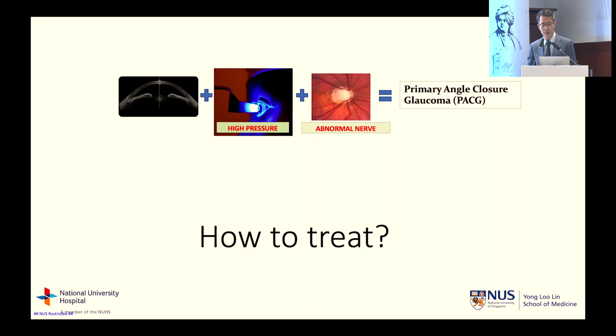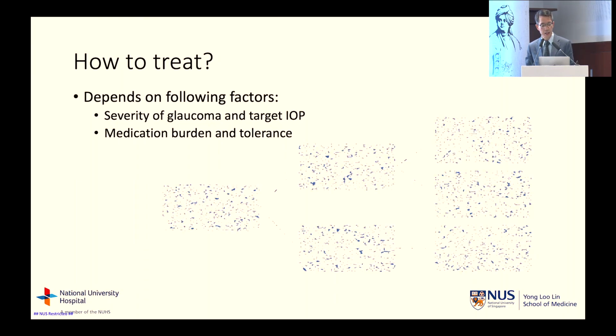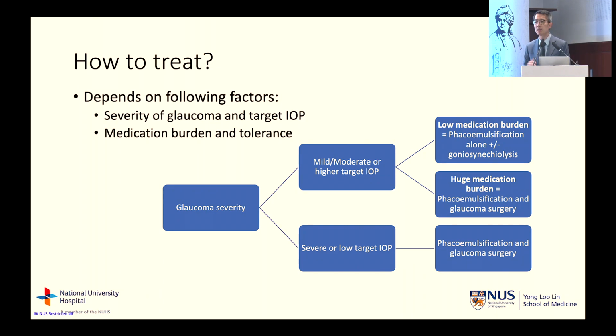And lastly, if a patient has established primary angle closure glaucoma, what do we do then? I look at two big factors. One is the severity of the glaucoma and the target pressure, as well as the medication burden and the tolerance to pressure. So looking at severity, if this patient presents with mild or moderate glaucoma with a higher tolerated target intraocular pressure, you can perform either phacoemulsification alone or with goniosynechialysis, and some people have mentioned that goniotomy is also particularly helpful in this case.